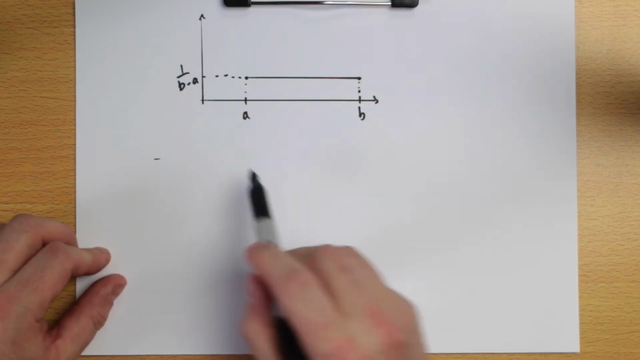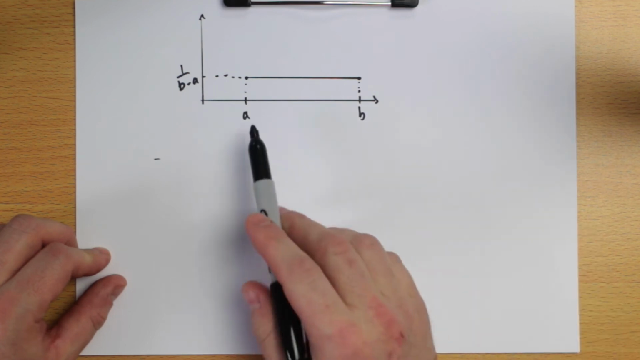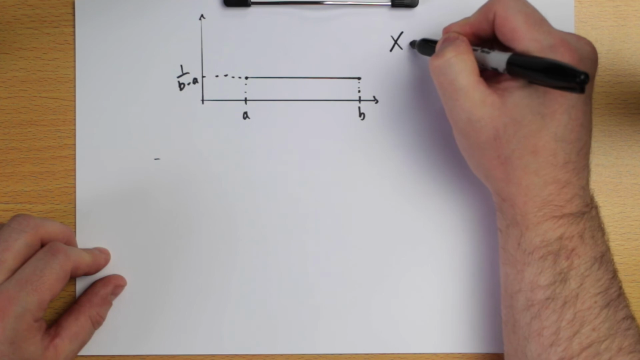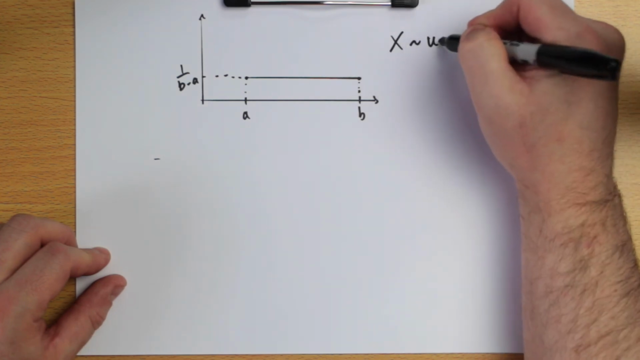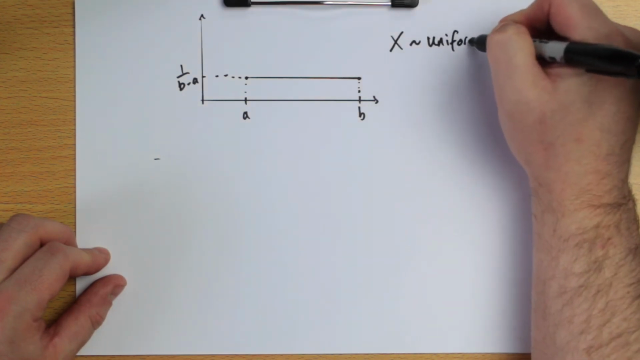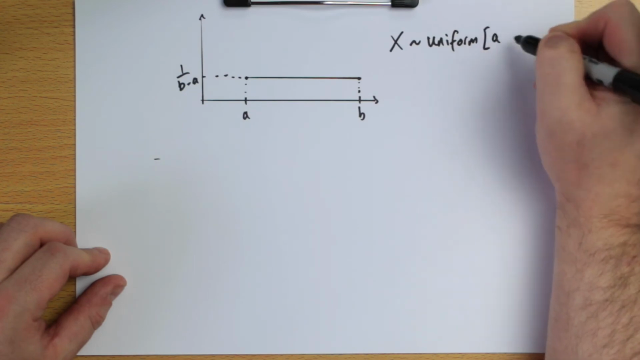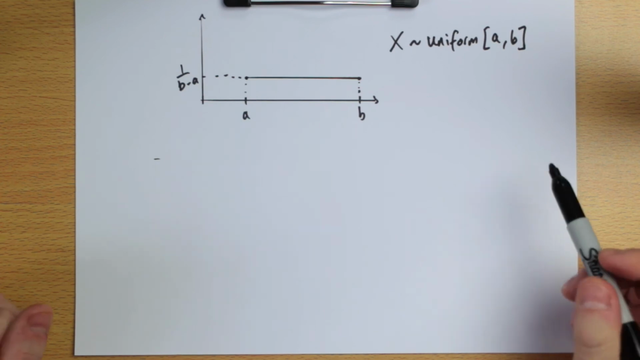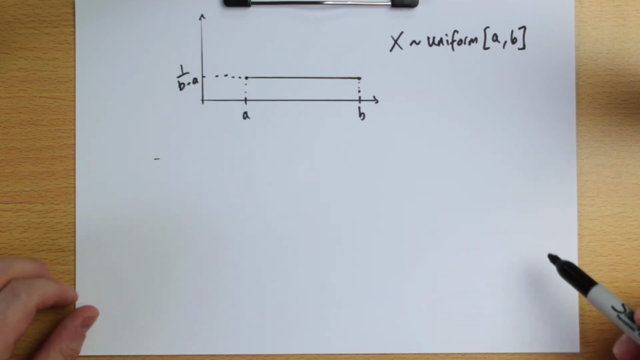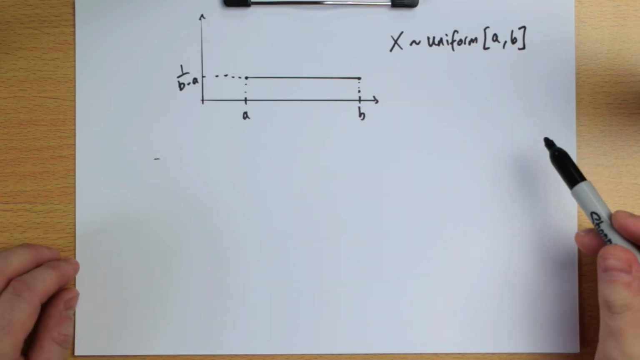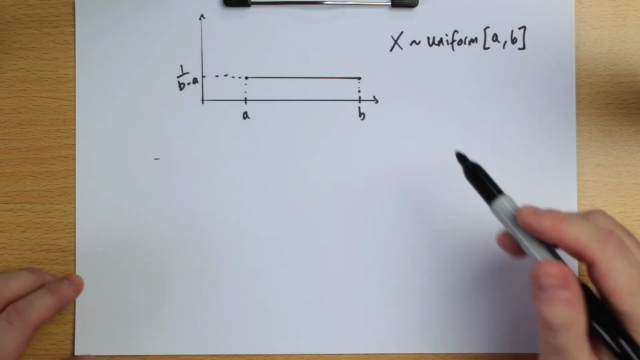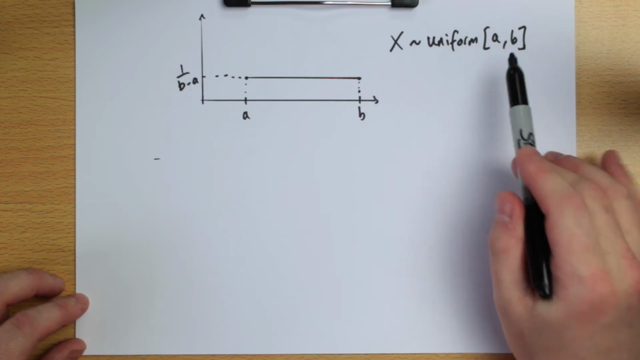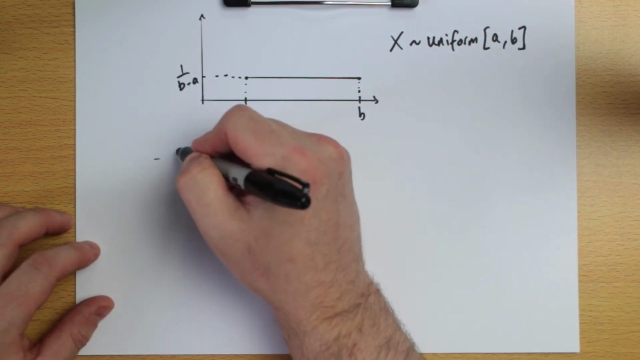Suppose we start with a continuous uniform random variable. One way of writing this is to write that x is distributed uniformly on the interval a to b. That's a shorthand for what we were writing out: X is a continuous random variable uniformly distributed with support the interval a to b. Now suppose we're given information.